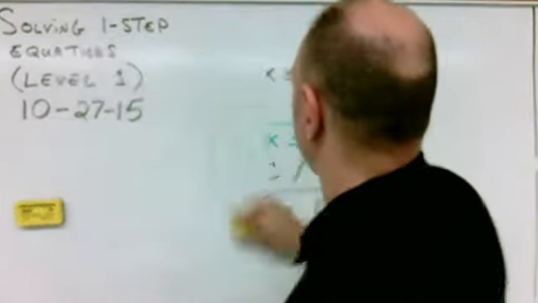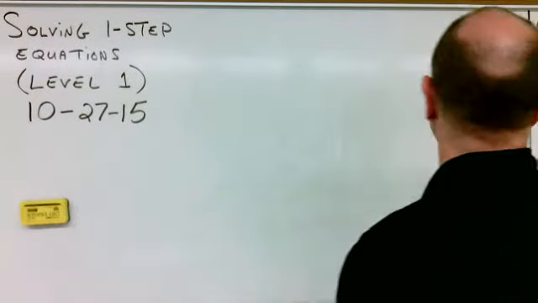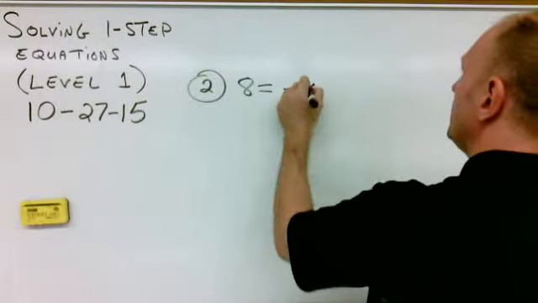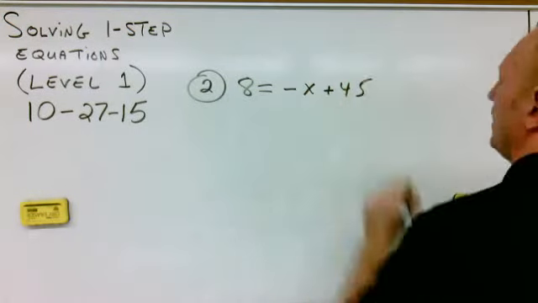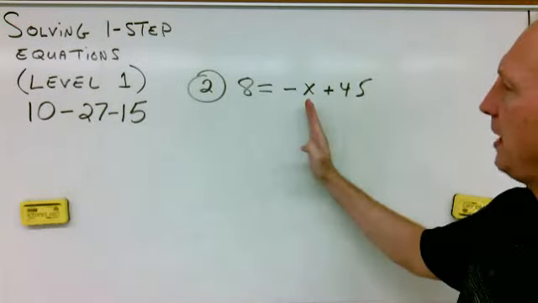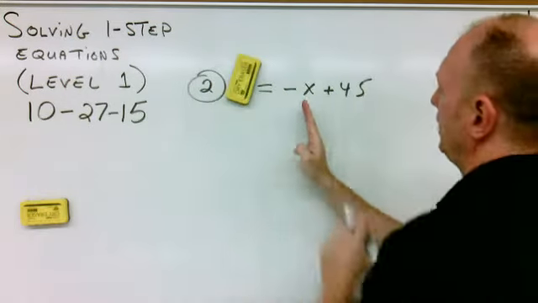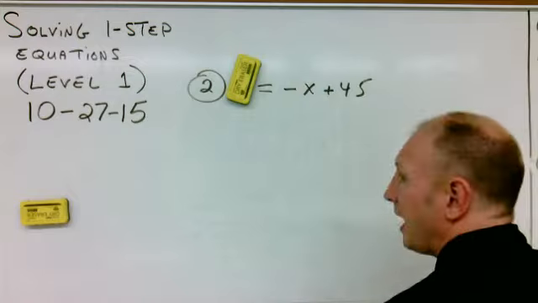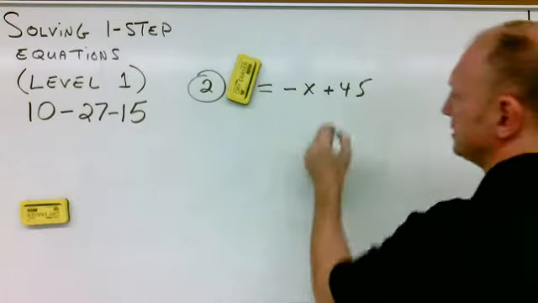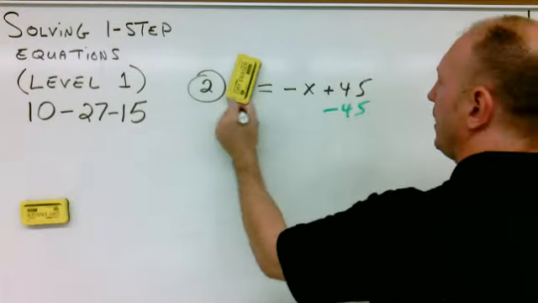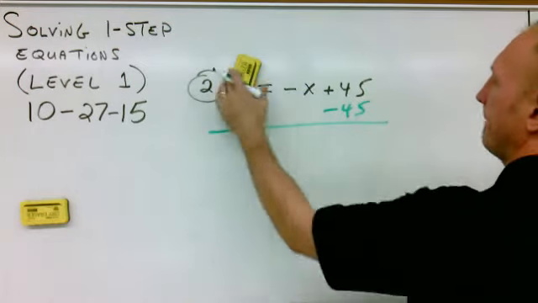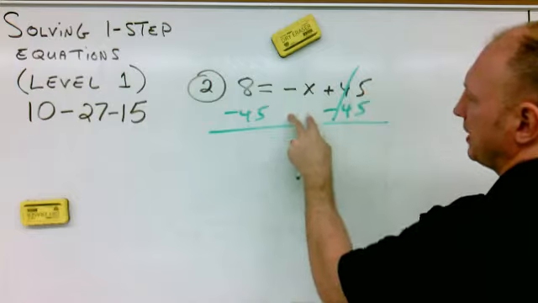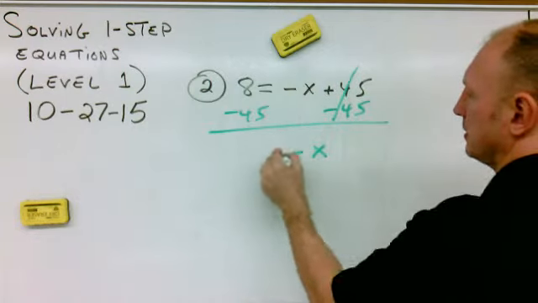Okay, number 2. 8 equals negative x plus 45. Again, I find my variable, cover up the other side, plus or minus in between, adding or subtracting step. I do the opposite when it's an adding or subtracting step. So I subtract 45, draw the line. Now I rewrite. 45's cancel, bring down my negative x, equals.